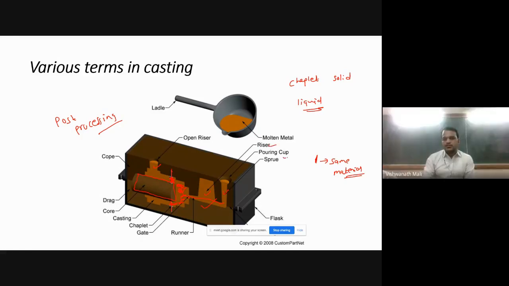So these are the riser, pouring cup, spoon, flask, cope, drag, core, our main casting, chaplet, gate, runner. These are the parts and their functions. One by one, we are going to study.